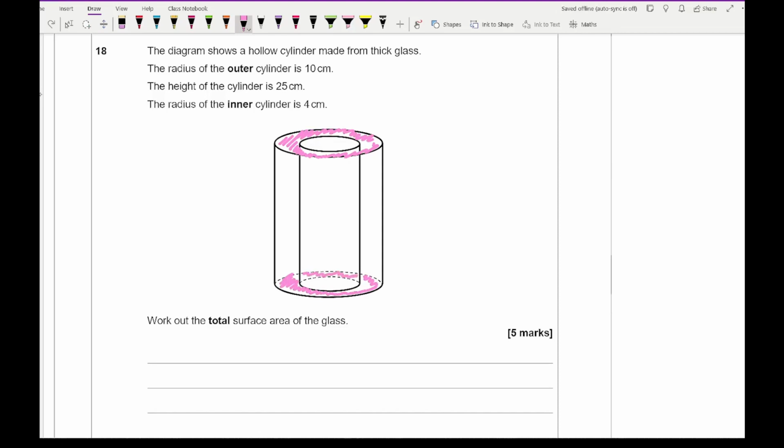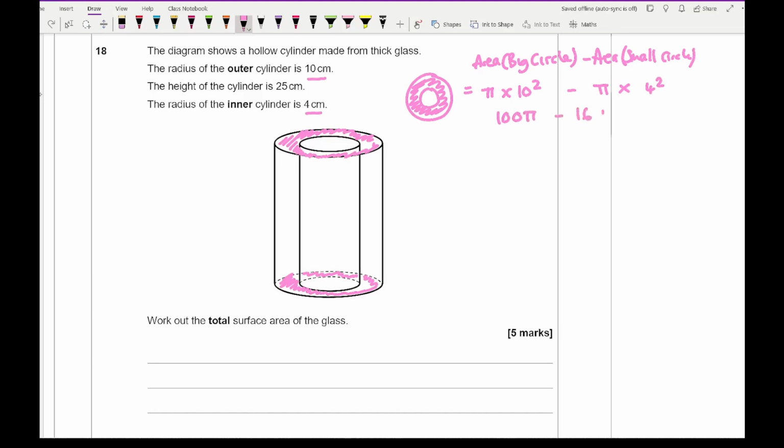So in terms of the 2 little circles that we've got here, now we can do this by working out the area of the big circle minus the area of the small circle. And so here we've got area of a circle is pi r squared, so it's going to be pi times 10 squared minus pi times 4 squared. So that becomes 100 pi minus 16 pi, which is 84 pi in total.